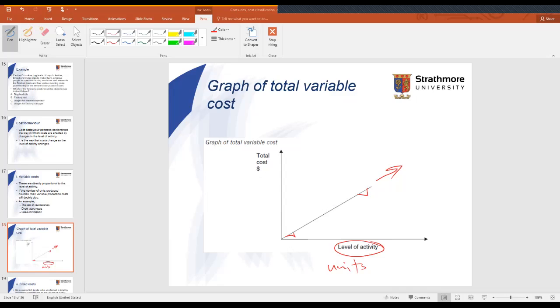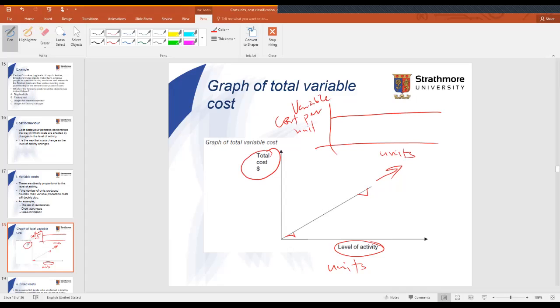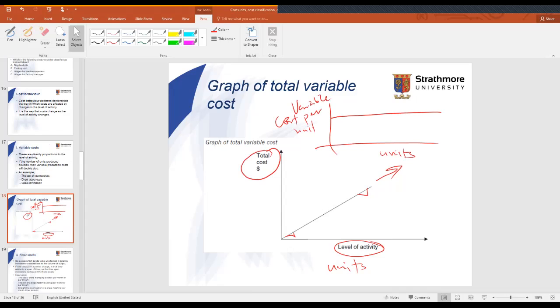Which means, therefore, you have to graph the variable cost per unit. There's a variable cost per unit, and of course this is the activity level of the units. Then the variable cost per unit remains the same irrespective of the units of production that we are making as a company. Variable cost per unit remains the same. This is total variable cost. You may get confused by the graph, so be careful.